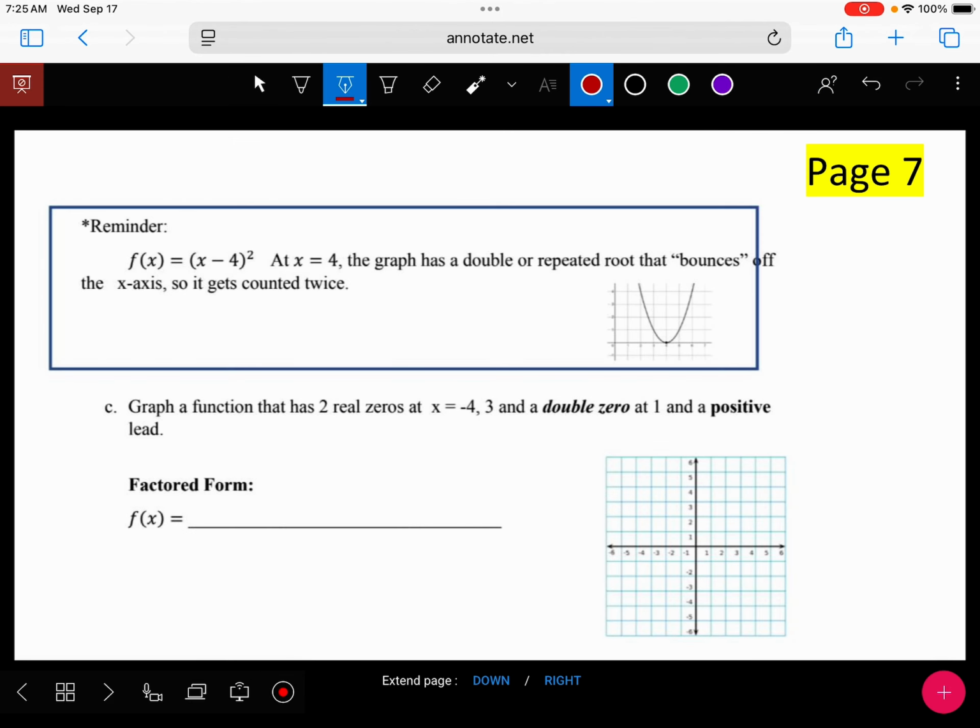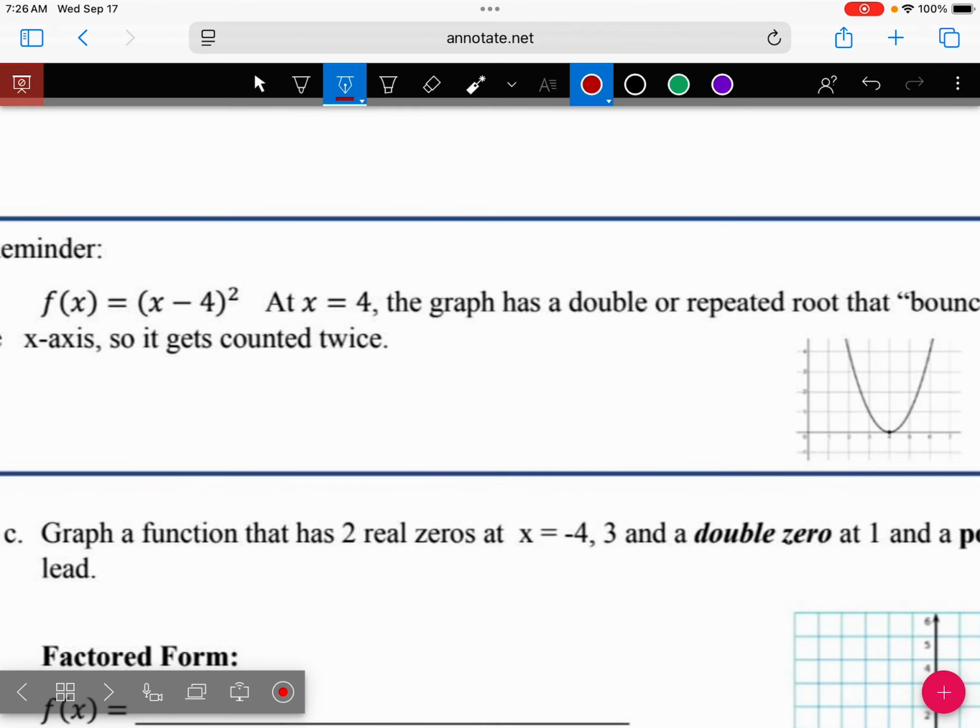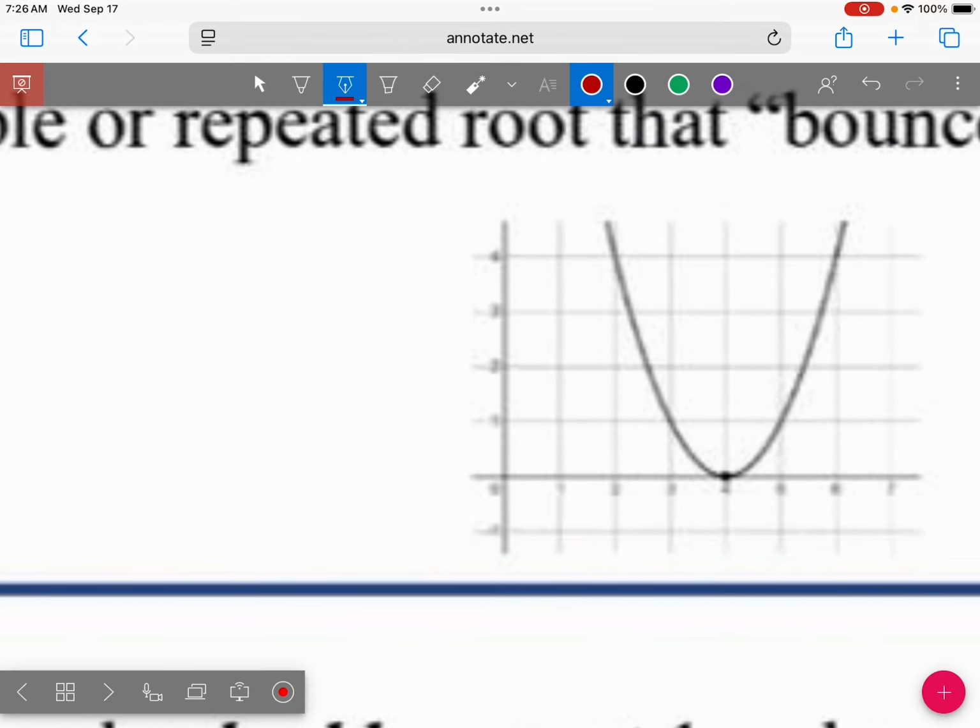Okay, so now we're going to talk about a double root. So if it's a double root, what that means is it bounces off of the x-axis. It doesn't go through, it bounces, okay? So when you look at this very, very tiny graph, we have x minus 4 squared. And the reason why it's squared is, if I zoom in really closely, that's 4. Notice that the graph comes down, it hits the 4, and it bounces back up. It doesn't go through. So that's what happens when it is squared. It doesn't cross it. It still touches it.